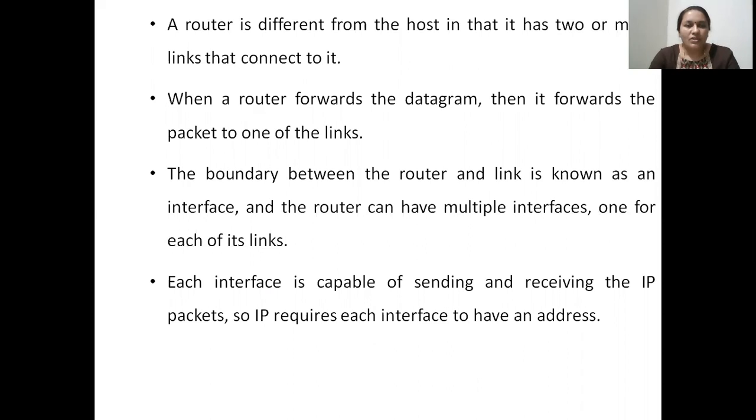Similarly, a router is also a device which works in the network layer. A router is different from the host in one way, that is, it has two or more links which connect to it. So the host will have only one link, whereas a router will have two or more links. When a router forwards a datagram, it can pick any one of these links. It has multiple links, and it will route the datagram packet on any one of them. The boundary between the router and its links is known as interface, and a router will have multiple such interfaces, one for each of its links.